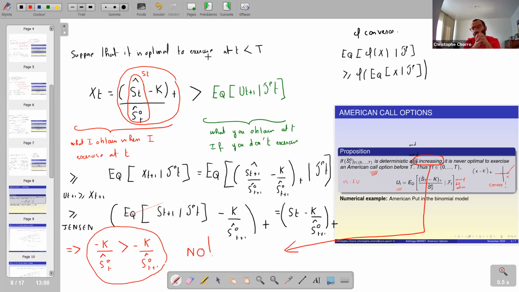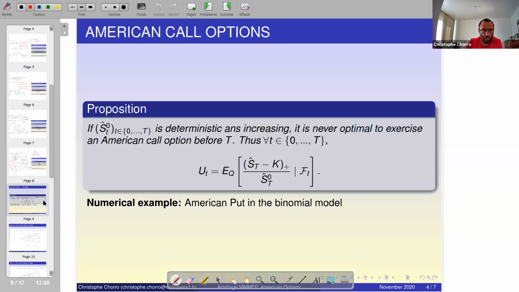So that's why in the next example, we are not going to price an American call option, because I know that in this situation it's none other than the price of the European call, but we are going to price an American put option. So it's exactly the aim of the next slide here. So this one I can erase.